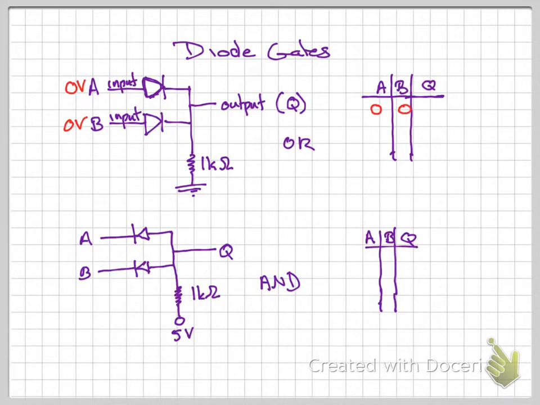There's no voltage anywhere. These are just diodes. They're not powered gates or anything. So the output is 0. There's no voltage anywhere in this circuit, so the output is 0.